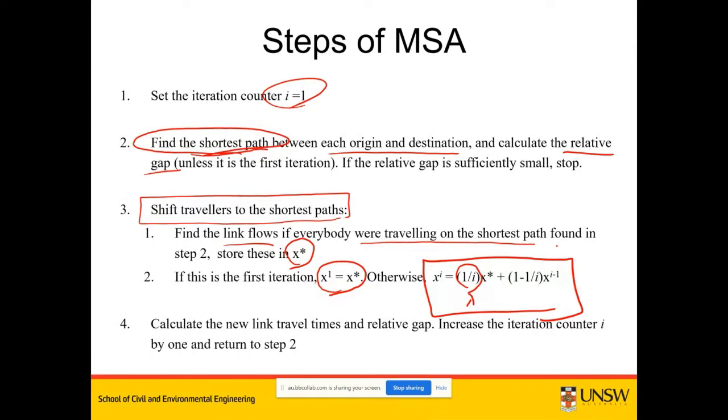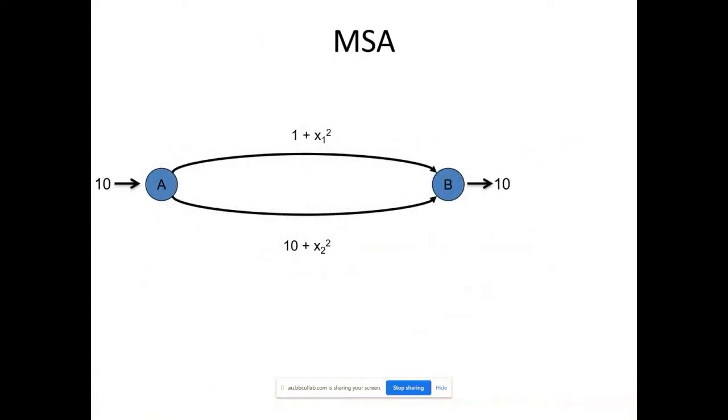And then when we shift some people, we recalculate the link travel times, and we calculate the relative gap. If the stopping criteria is met, we stop. If not, we go to the next iteration and continue this iterative framework. But to better understand this, let's actually have a look at an example. I guess you won't really understand the MSA unless you really do an example here.